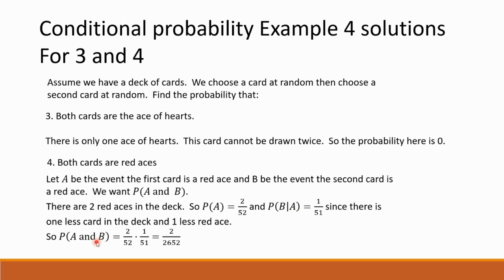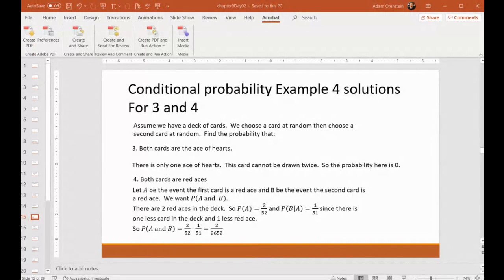Altogether, the probability of A and B is the product. That's what we get. So it's 2 out of 2,652. Wow. Okay. All right, let me just stop the recording.